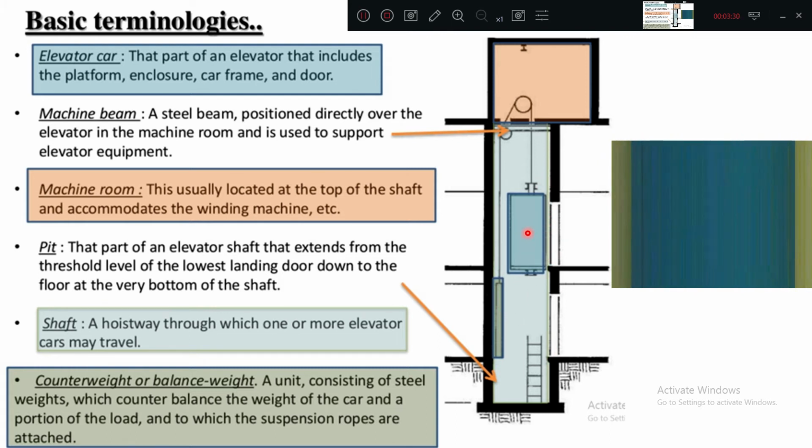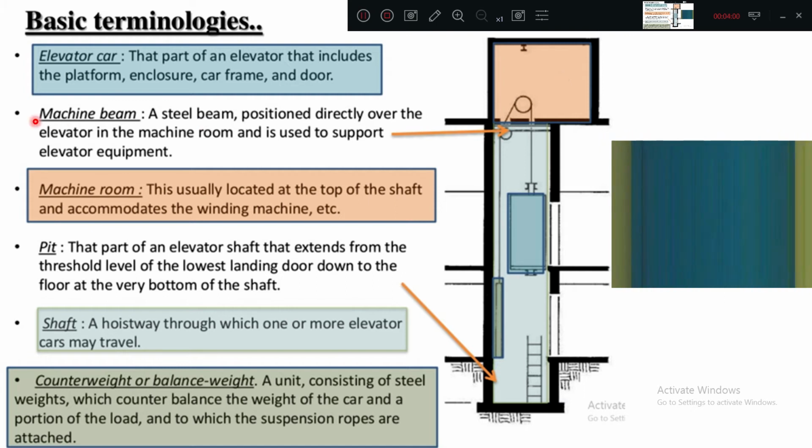Car, cab, counterweight. Doors are there here also, and for this also a door. This is called the ropeway or hoist. This is called sheaves or pulley. There is a beam here that is called a machine beam. This is called the machine room. This total building or room which is situated at the top of the elevator or lift case is called a machine room. So these are the basic components.